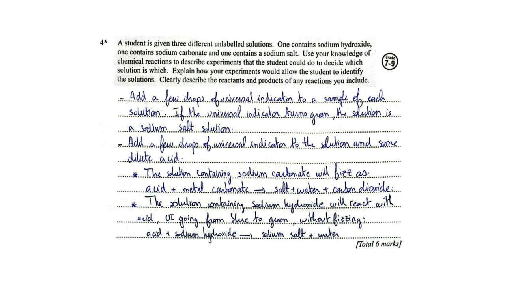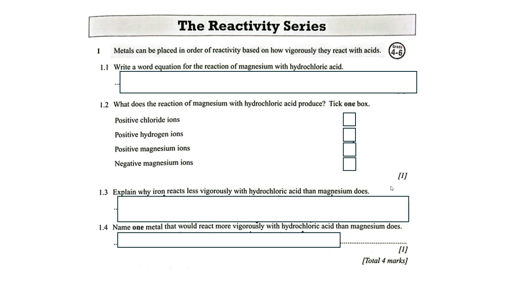Here we go. And the sodium salt would not react at all. Metals can be placed in order of reactivity based on how vigorously they react with acids. Write a word equation for the reaction of magnesium with hydrochloric acid. MASH: metal plus acid makes salt plus hydrogen.